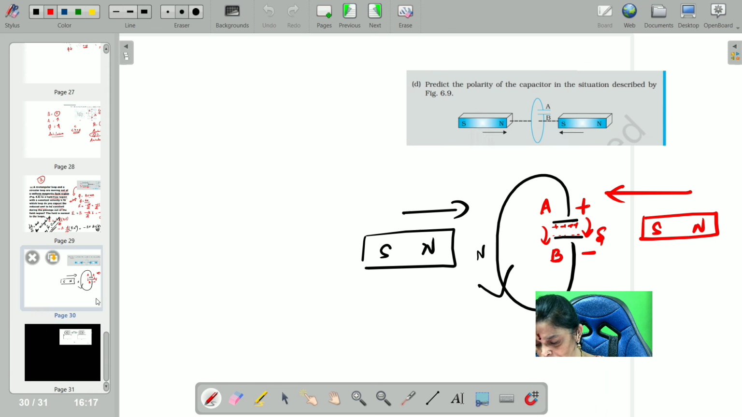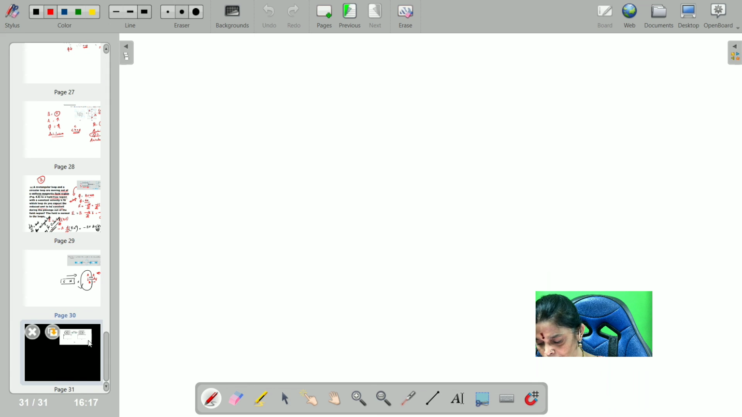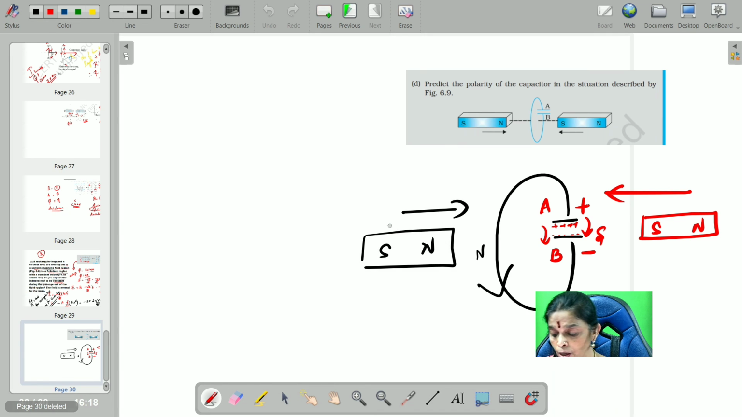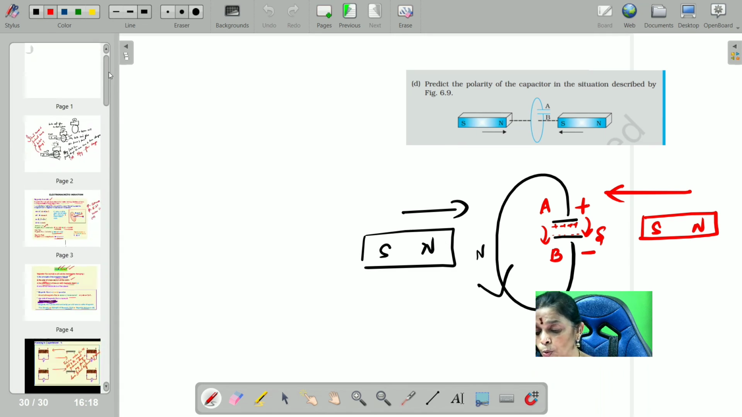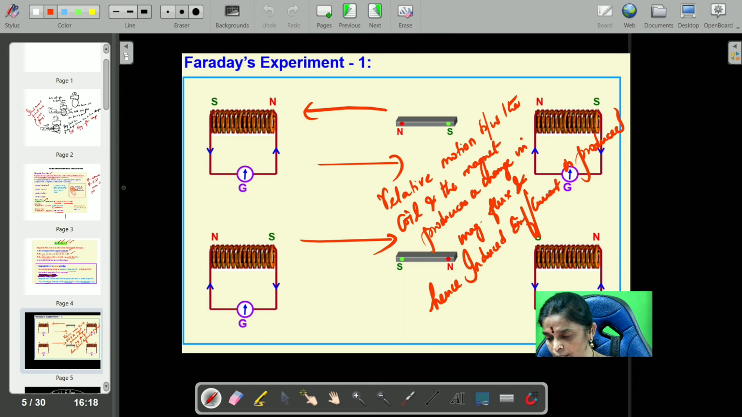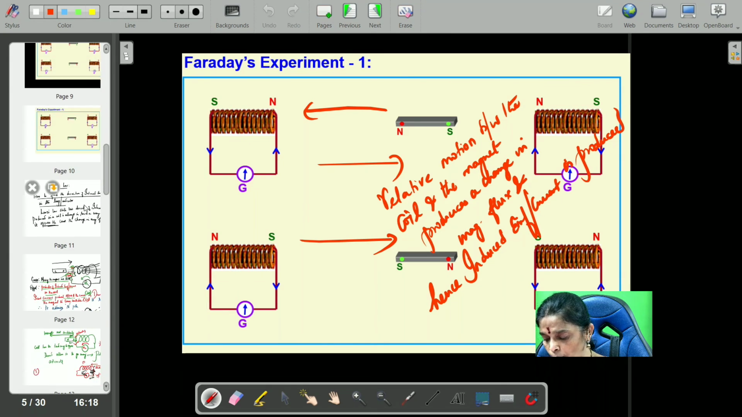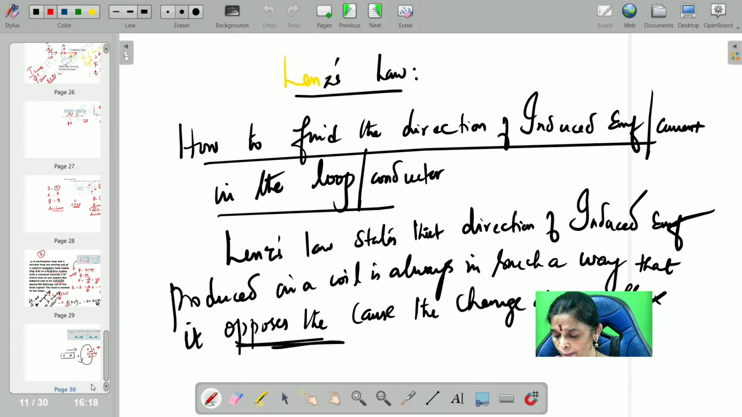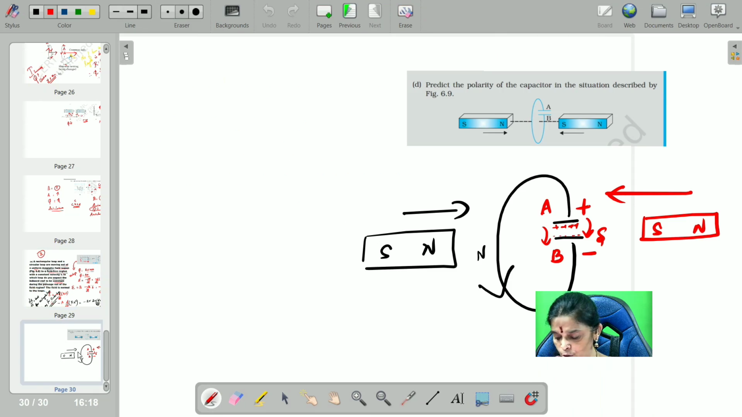So got it, children? So hope you understand this concept. So learn thoroughly by knowing all these questions. And if you have any problem in understanding, you can approach me and get it clarified. So thank you, children.